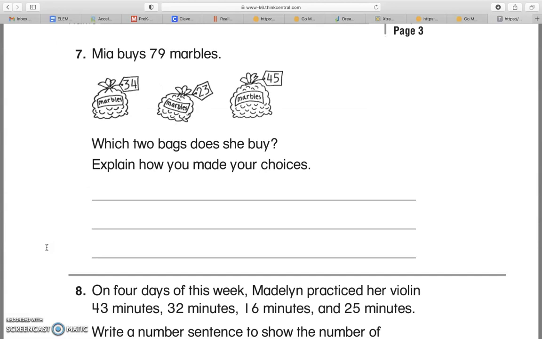Number 7. Mia buys 79 marbles. Which 2 bags does she buy? So you have a bag of marbles that has 34, 23, and 45. Which 2 bags does Mia buy to get to 79? And then down here, you're going to write and tell me how you made your choices.